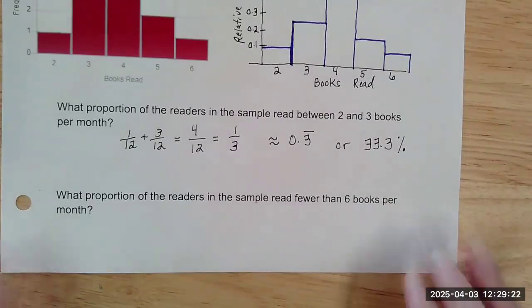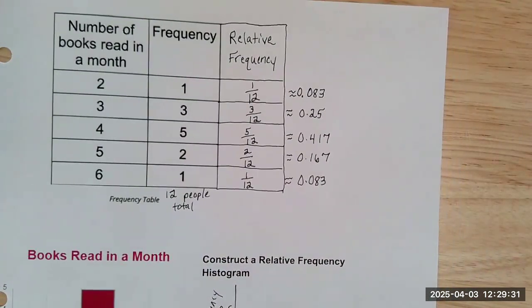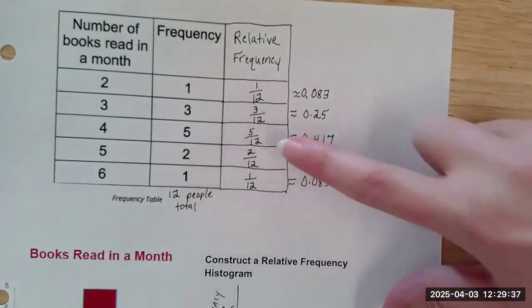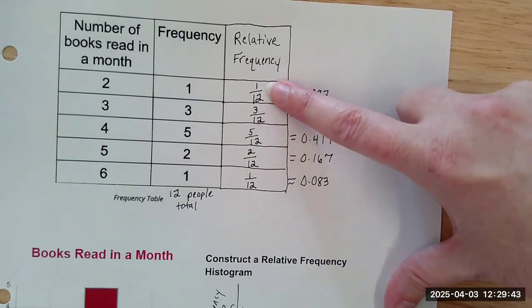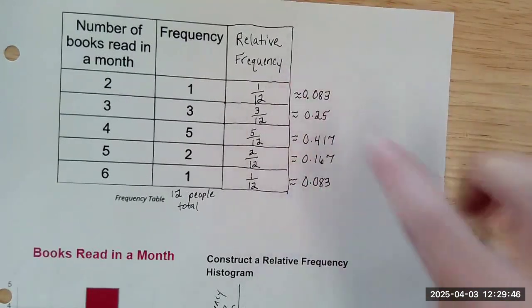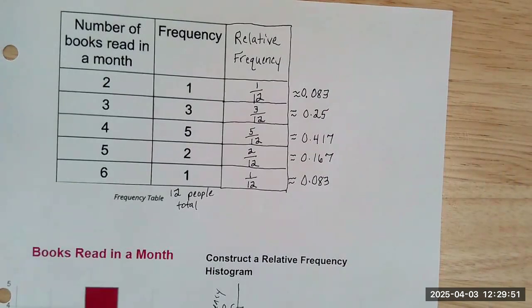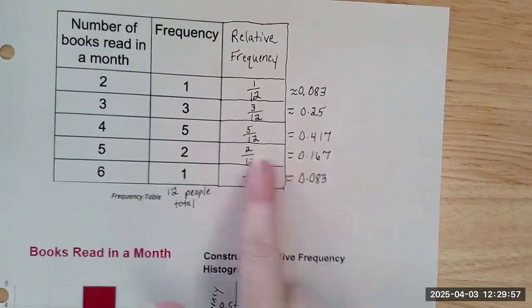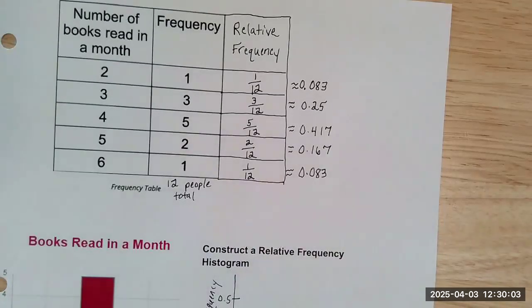What proportion of the readers in the sample read fewer than 6 books per month? Fewer than 6 books means we can't include the 6, but I can include everything else. You could take 2/12 plus 5/12 plus 3/12 plus 1/12 and add those all up, right? But what did I say about all of these fractions? What do they always have to add up to? They always have to add back up to 1, right? So if I'm saying you're going to use everything except for the 1/12, what's 1 minus 1/12? 11/12. So you actually don't have to do the adding.